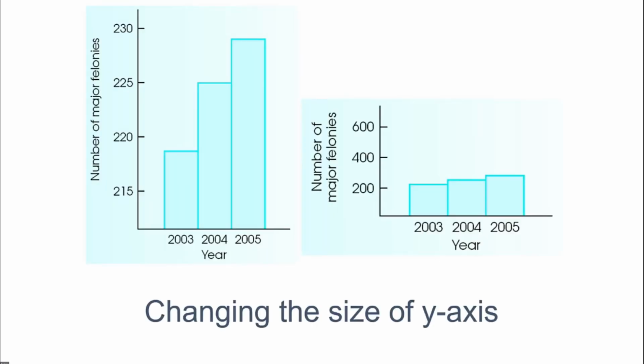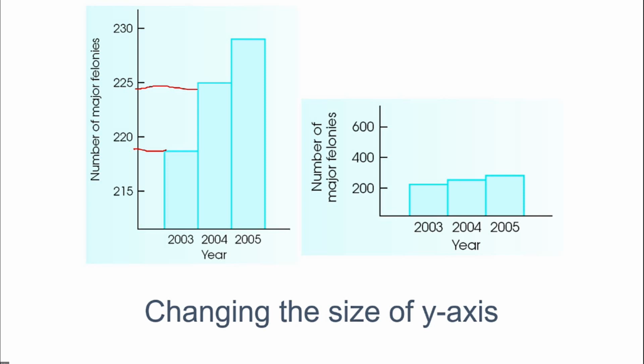All right, so one of the things that can happen is if we change the y-axis, we can really change the way our data looks. And so if we look at these two figures, it's charting the exact same data. It's the number of major felonies for this time period from 2003 to 2005. We look at it, 2003, there's about 219 felonies, 2004, 225 felonies, and 2005 it gets a little bit higher. So on this graph on the left, our range goes from about 210 to 235 or so.